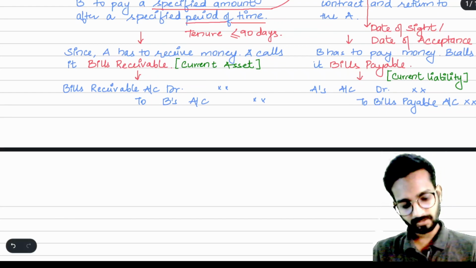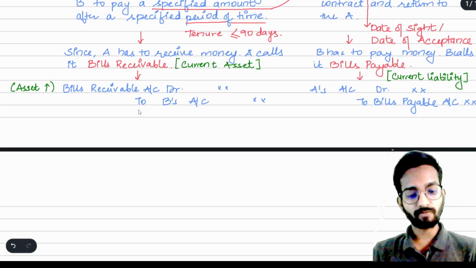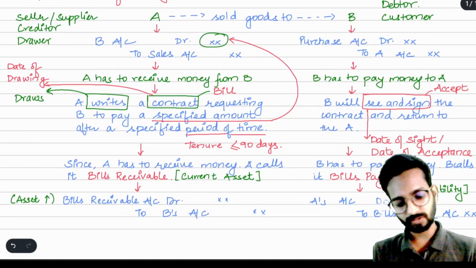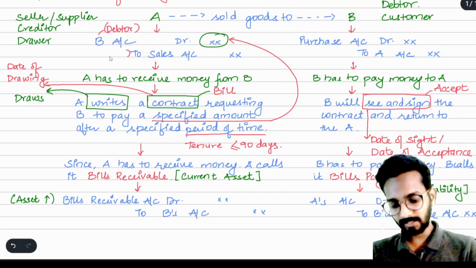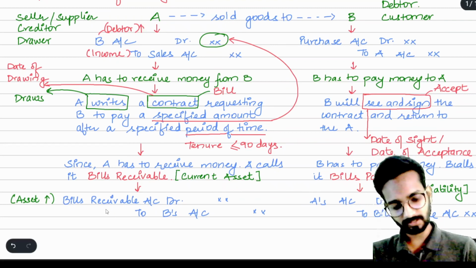So we can say we got a new asset here, bills receivable. Bills receivable increased. B was also our asset only. See, understand, when we wrote this entry, B account debit to sale, B became my debtor. Nothing but my asset, and sales is my income. B is a debtor. Debtor means asset only. Here it was increasing, but here I can say that the same asset is decreasing.